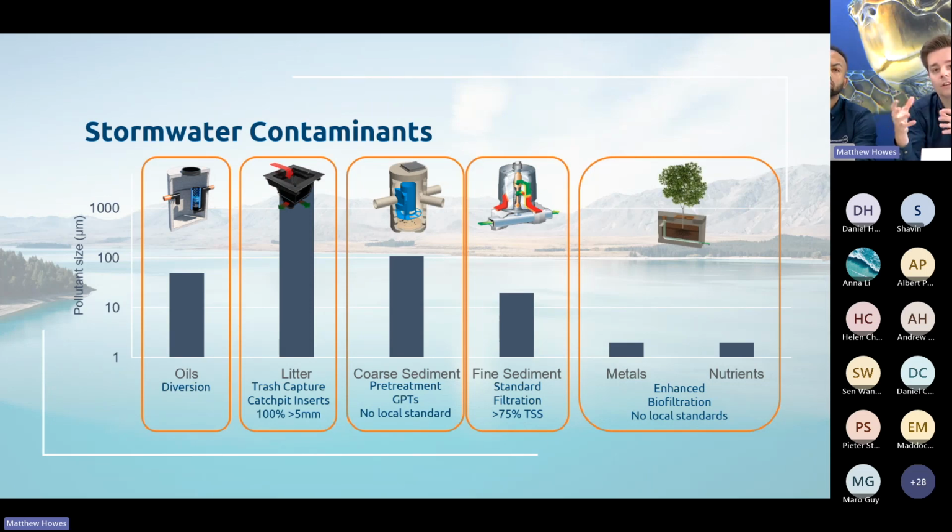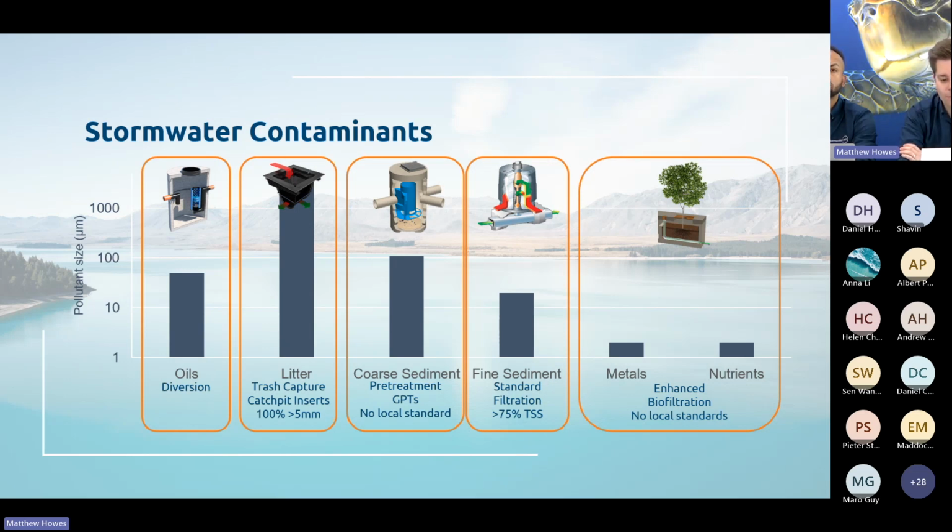So for example, litter is generally anything greater than 5 millimeters, and we use things like our litter trap and our Enviropod in the catch pits to capture 100% of trash. Coarse sediment is generally 100 microns and up, but often with a median particle size of maybe 200 microns, so 0.2 millimeters. We use hydrodynamic separators and GPTs for that.